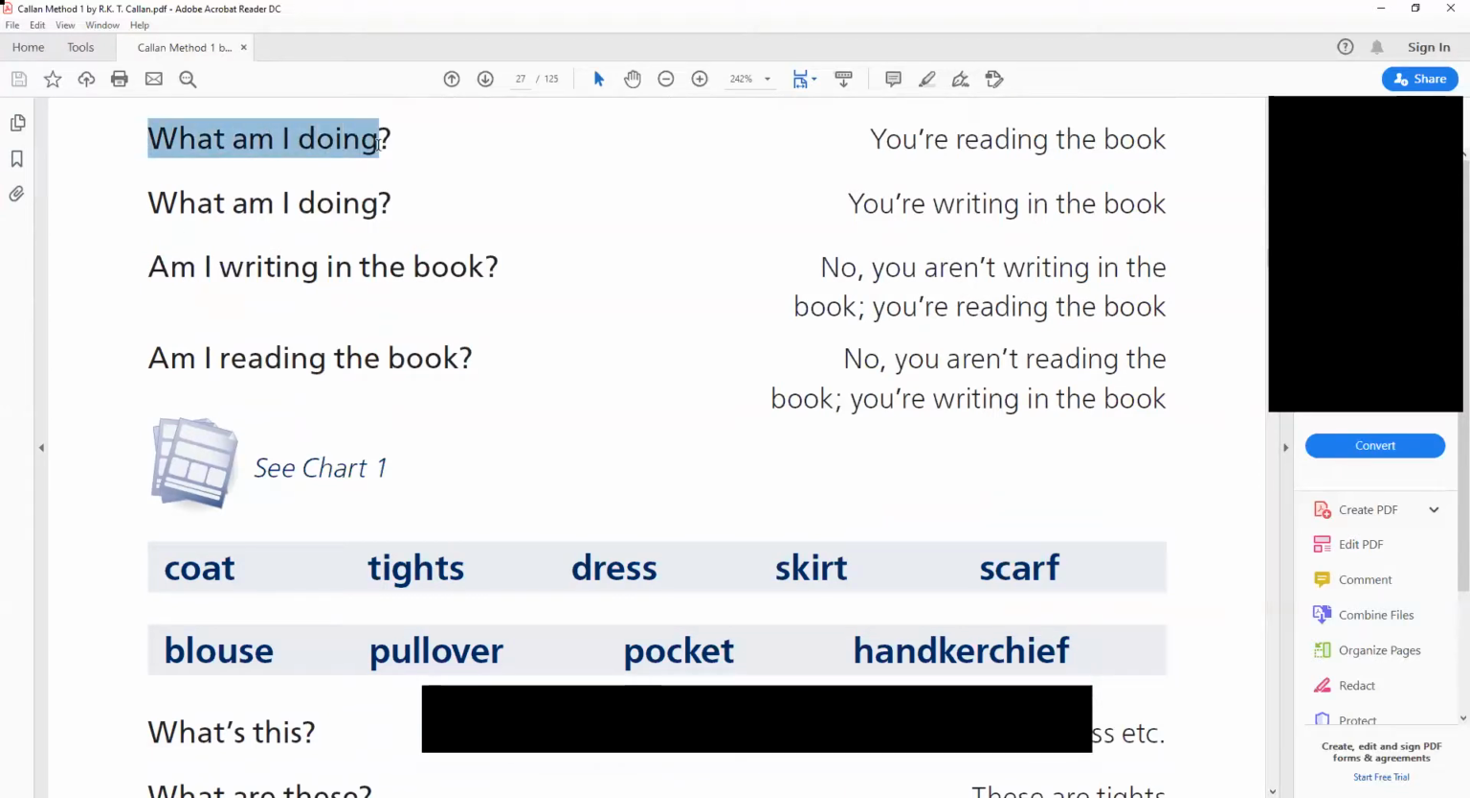So what am I doing? Clemencia, what am I doing? You are reading the book. What am I doing, Carlos? You are writing in the book. Am I writing in the book, Jose Manuel? No, you aren't writing in the book. You are reading the book.